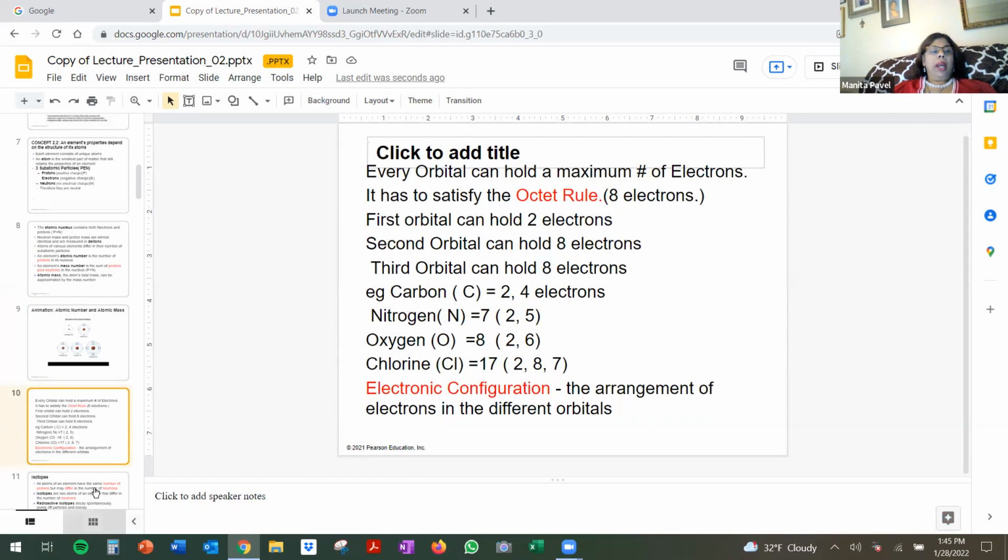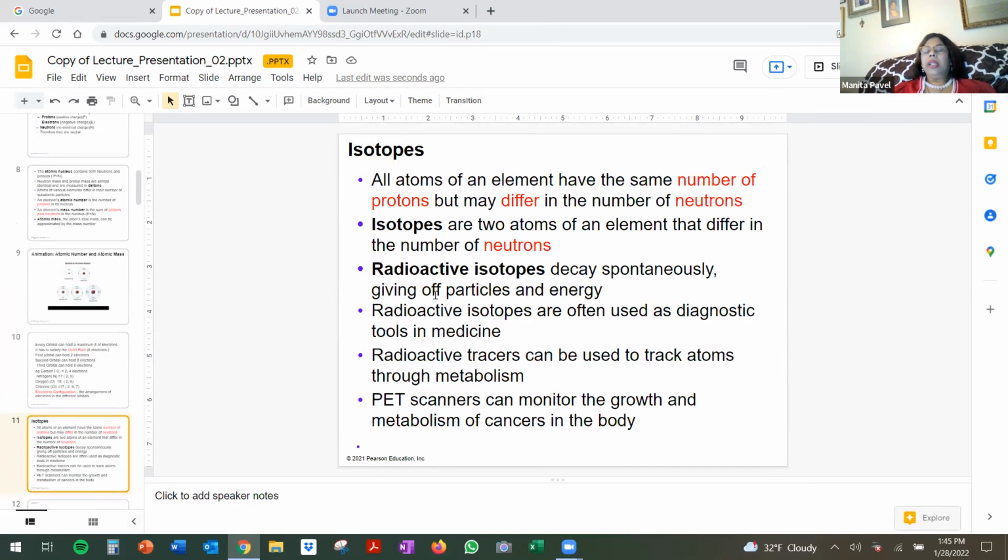So let's go now to the next PowerPoint slide. What then are isotopes? Iso comes from the word iso, same, equal, like an isosceles triangle in mathematics. So all atoms of an element will have the same number of protons, but they have a different number of neutrons. The neutron number changes, but the proton number stays the same in isotopes.